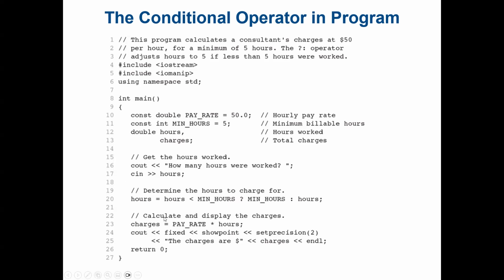So this is one of the main reasons we use the ternary operator. We can test a condition and assign the result to a variable. Next, we calculate and display the charges. So the charges will be pay rate times hours. And we format the output with 2 decimal places, using setprecision, and a dollar sign.